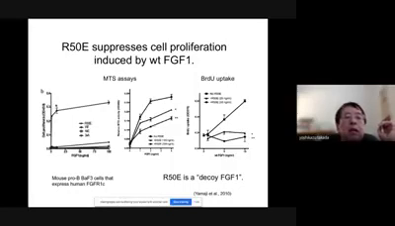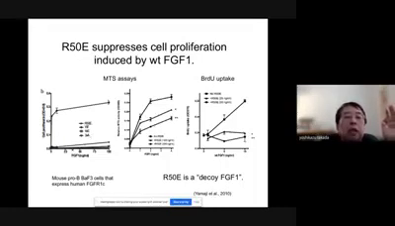Okay, so left-hand side, this is cell proliferation assay. Then wild type can induce very strong cell proliferation here, but this mutant is very defective, not to zero, but very defective. Mutant is very, very defective in inducing cell proliferation or cell survival.